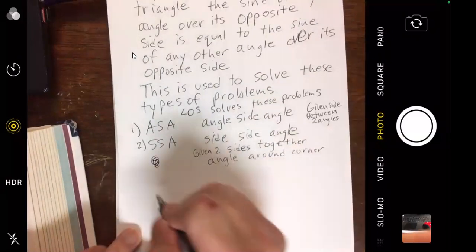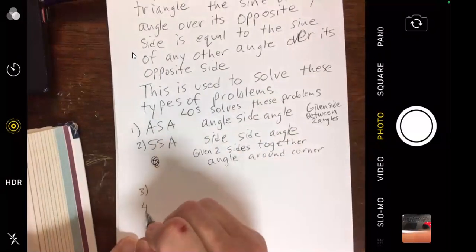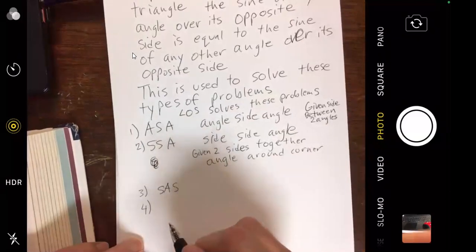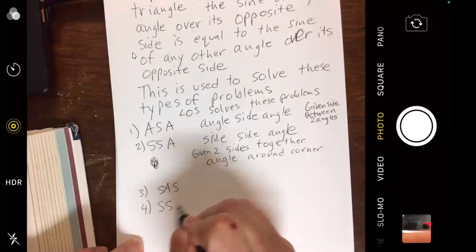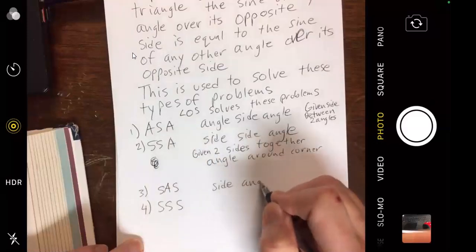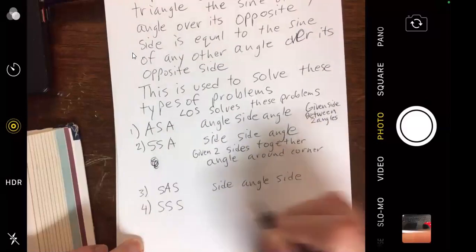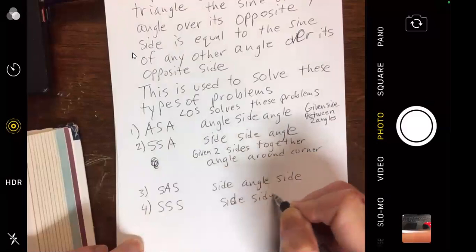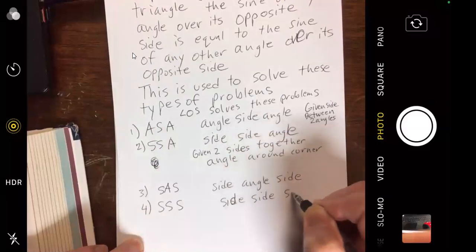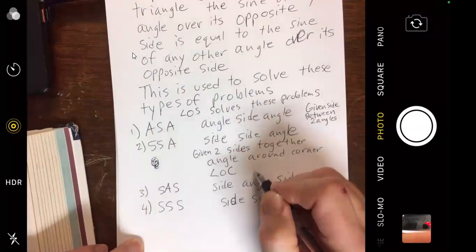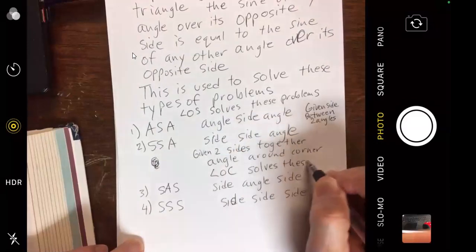3 and 4, side, angle, side, or side, side, side. LOC, law of cosines, solves these problems.